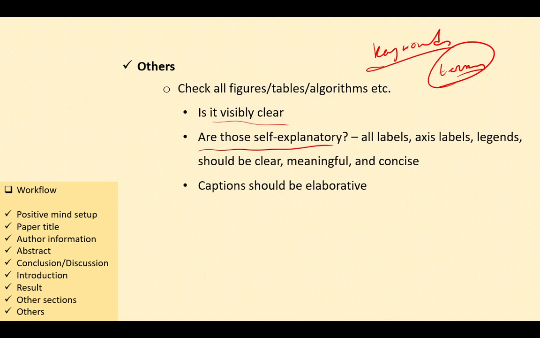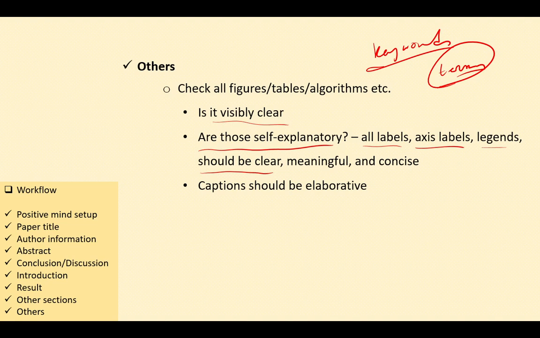That means there should be enough labels, and no labels should be missing. There should be x-axis labels, y-axis labels, z-axis labels if there is one. The legends, all of those should be meaningful and clear. Clear means it is easy to see and also easy to understand.